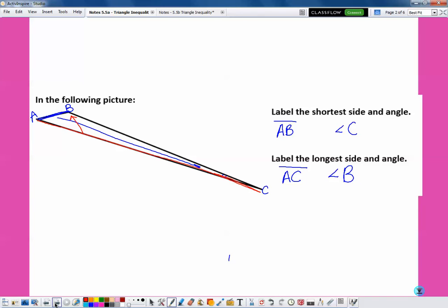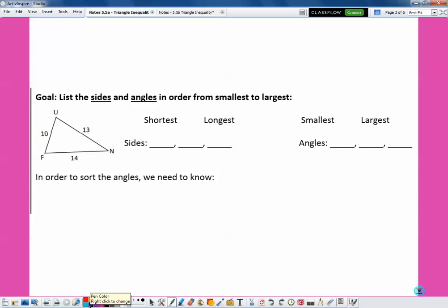So let's look at some more examples. List the sides and angles in order from smallest to largest. Our sides are labeled this time, so it's easy to put them in order. The shortest side would be UF, because it's only 10. And don't forget to put your line segment symbol above it. Next would be UN, because that has a length of 13. And then our longest side is FN, because it's 14.